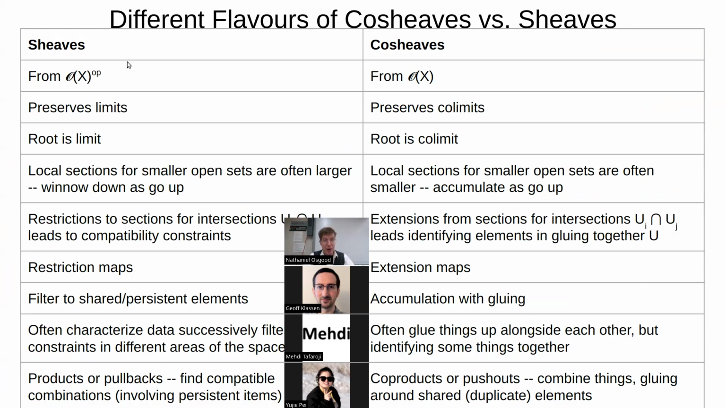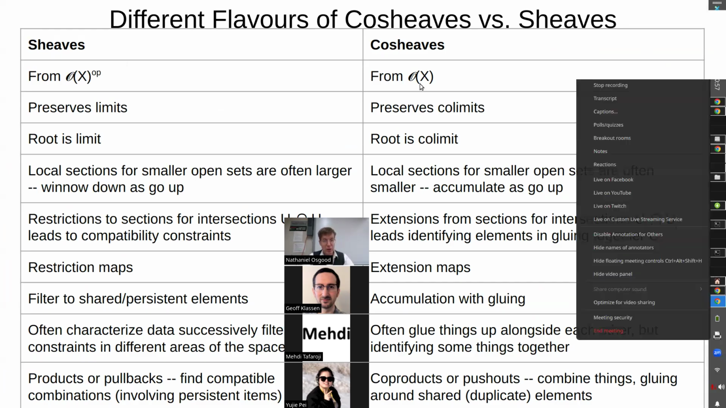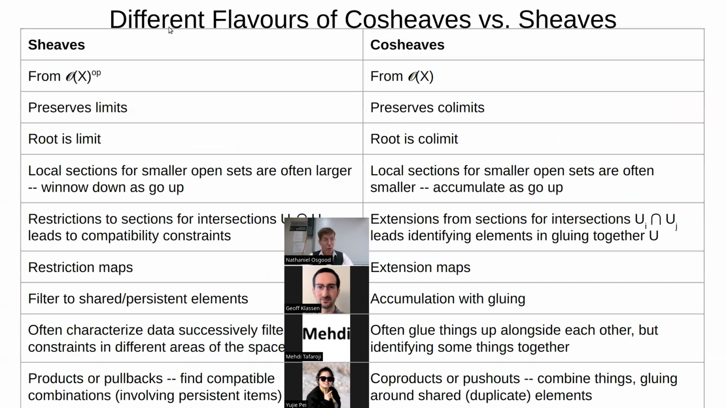Okay, so here we go. This is cosheaves and sheaves. Where's the map? Whence does the mapping come? In other words, from where is the mapping occurring? Here, for sheaves, it's from opens op, the poset of opens op. Here it's from the poset of opens. Here the functor preserves limits. Here it preserves colimits.